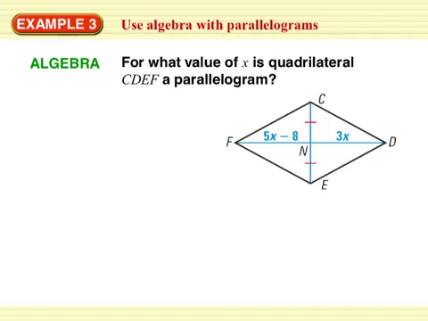For what value of x is quadrilateral CDEF a parallelogram? So it says that if your diagonals bisect each other, then it's a parallelogram. So we already know that CN is congruent to NE because it's marked. So let's set FN congruent to ND and solve for x. Because if those two are congruent, then we know that it bisected.